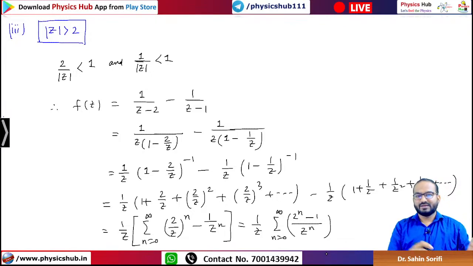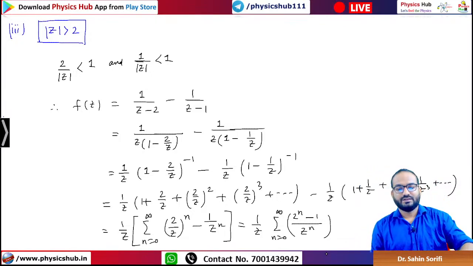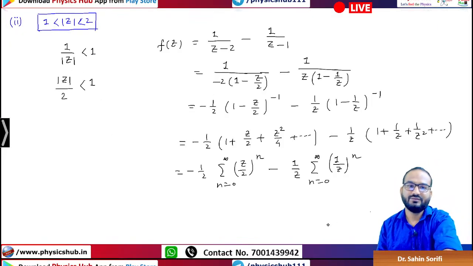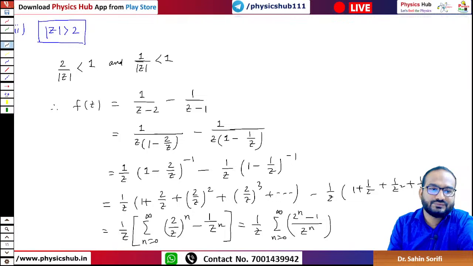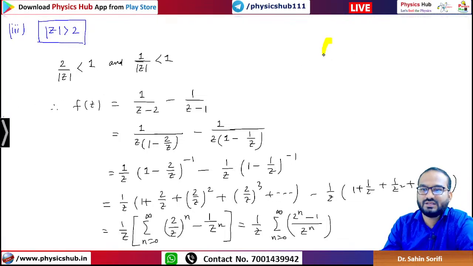If I summarize this whole thing, what you have to do from the given condition, you have to find something which is less than 1, and in the expansion you have to carry out the expansion with respect to that thing.